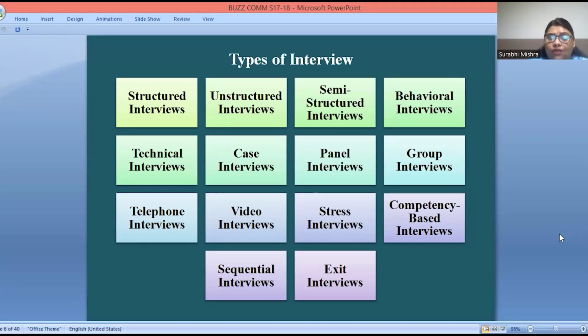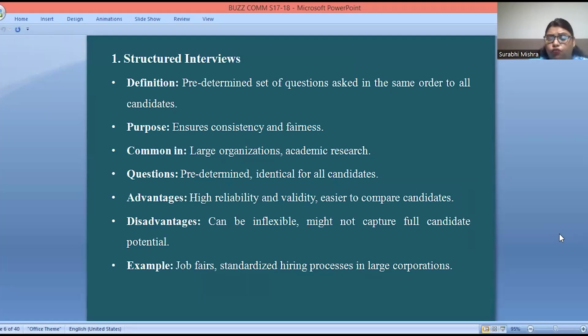So, let's start with the very first type of interview, which is the structured interview. When we talk about a structured interview, it is clearly understandable that there is a predetermined set of questions. As it is in a structured format, it is already prepared in a proper manner. It has been planned, and the questions have been already predetermined. The questions will be asked in the same order to all the candidates, right? There will be no changes. It will be followed throughout all the candidates who applied for the same profile, right?